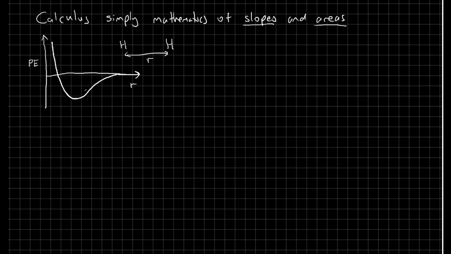And so you see that on this side of the graph you've got a positive slope, and that says it's attractive. On the other side you've got a negative slope, and that suggests that it is repulsive. And right down the bottom here, the slope at this point is 0, and this means that there's no force. This is what we call the equilibrium bond length.